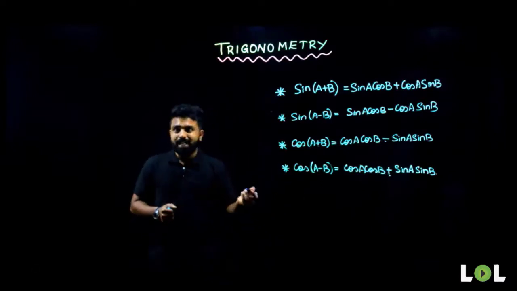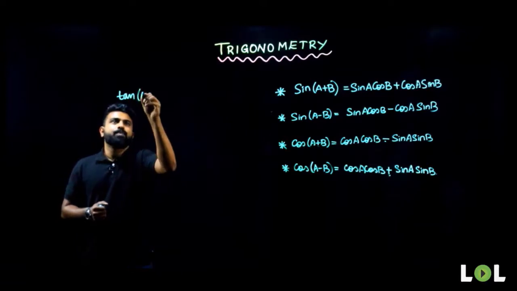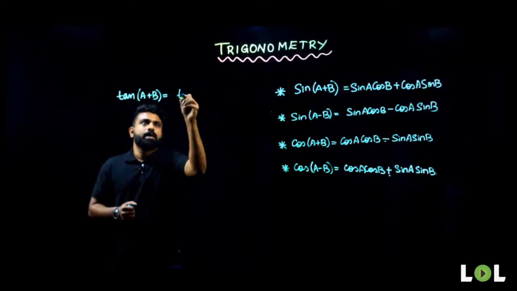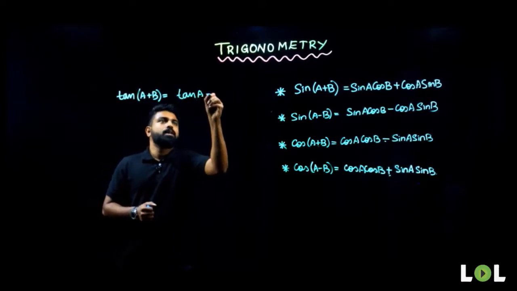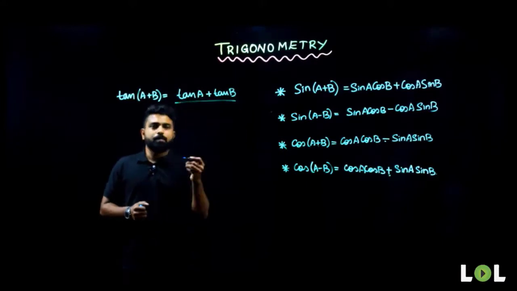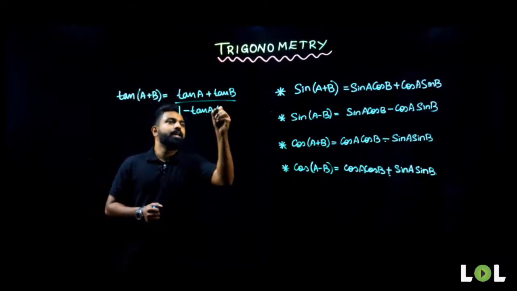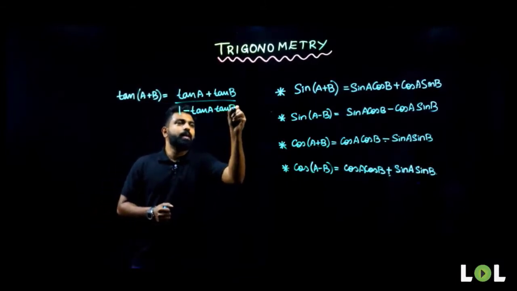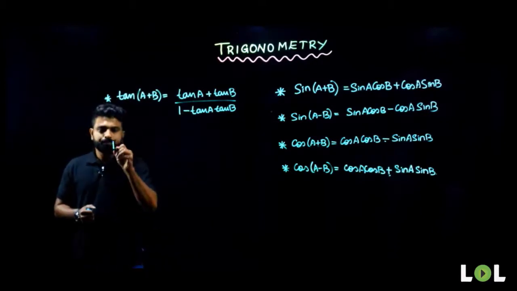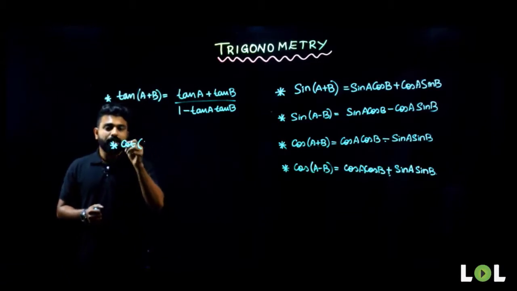So now, which is the next important formula? It would be tan of A plus B. That will be equal to tan A plus tan B, the whole divided by 1 minus tan A into tan B. Similarly, the next one would be tan of A minus B.